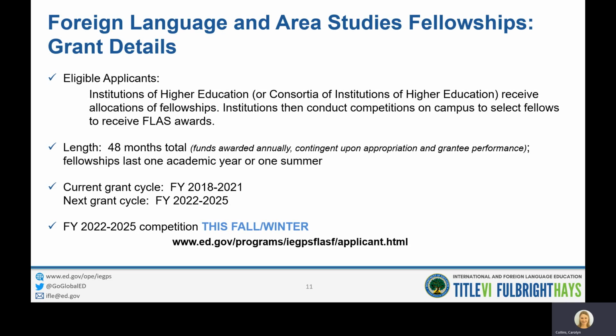So again, if your institution is interested in applying for an allocation of FLAS awards, which you could then give to your students, we encourage you to go to the website listed to learn more about what the application looks like, and to start preparing your applications, since we will be announcing the competition this fall or winter.